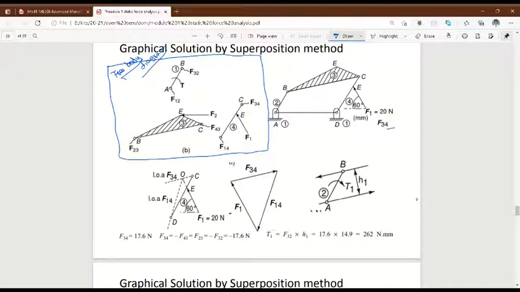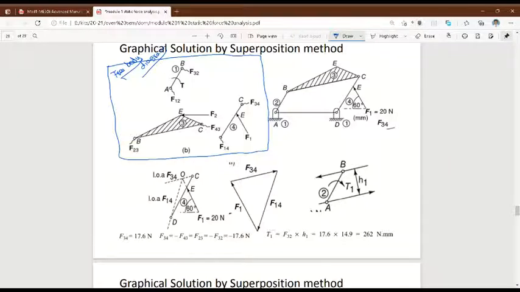In the previous cases, on link BC there won't be any external forces, but in this case, on link BC, one external force F2 is there. So we have to use the superposition method. This is somewhat different, but in a similar way to how we have drawn in the previous problems, the same thing we are going to follow here also, with small adjustments.